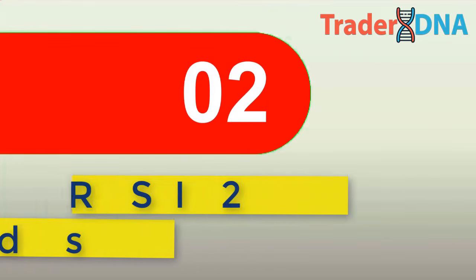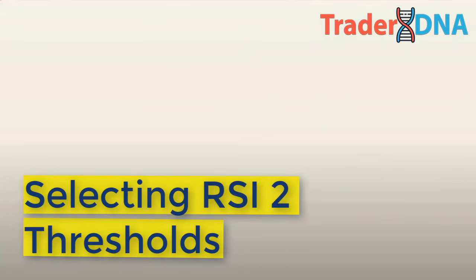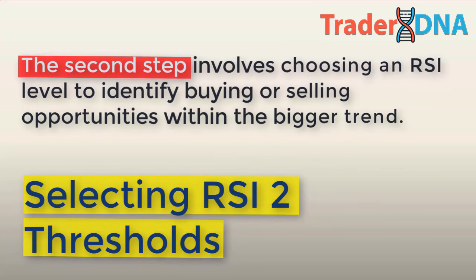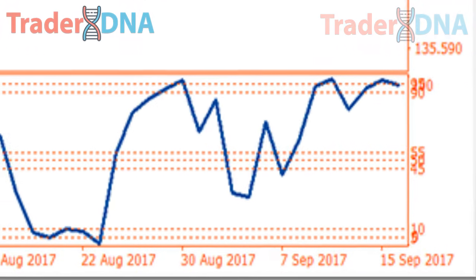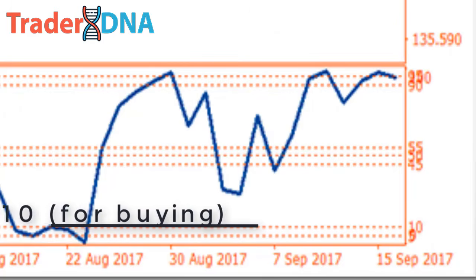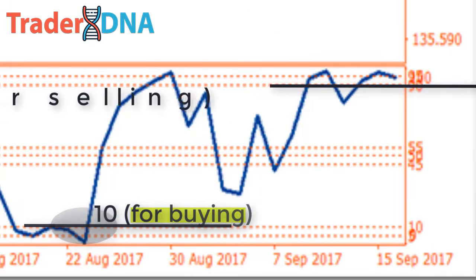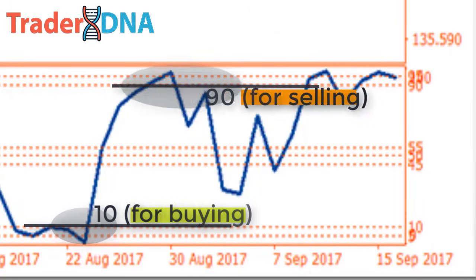Step 2. Selecting RSI 2 thresholds. The second step involves choosing an RSI level to identify buying or selling opportunities within the bigger trend. Connors tested RSI levels between 0 and 10 for buying and between 90 and 100 for selling. Note that levels are based on closing prices.